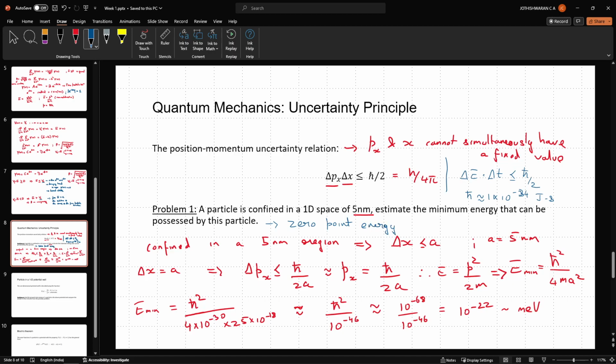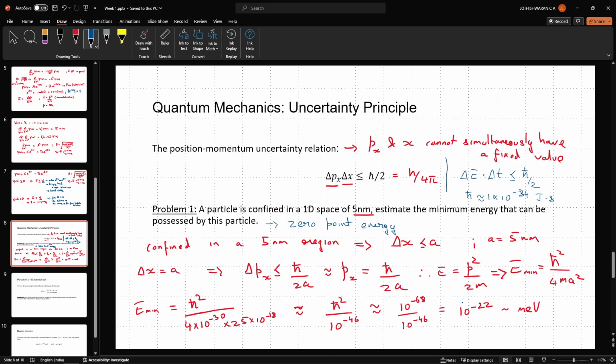Meaning, this energy in the system will always be present. This is not something that is related to the motion of the electron. This is not something that is related to an applied potential. This is not something that is related to the temperature. If I cut off all of these parameters and if I still confine my electron in a finite region, this much energy will always be present.